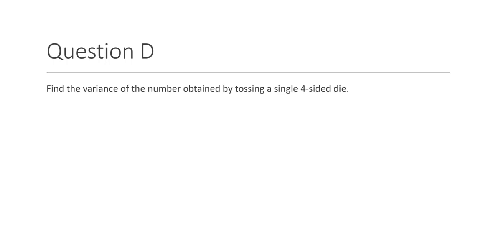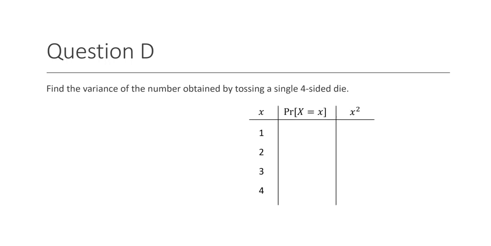Find the variance of the number obtained by tossing a single four-sided die. So to start, let's set up a table. Well, we need to figure out what our PDF is.